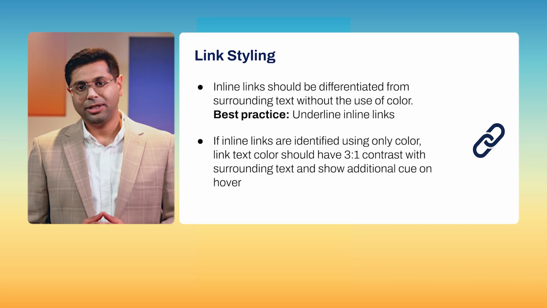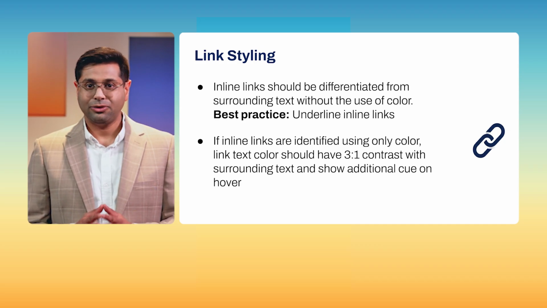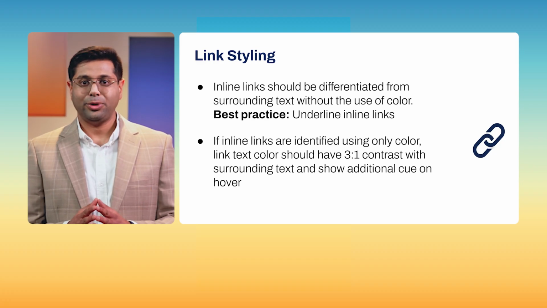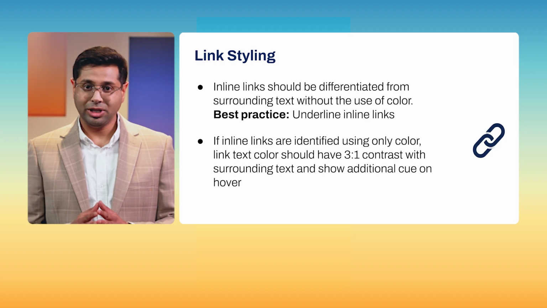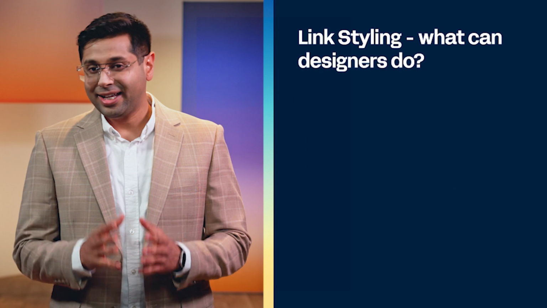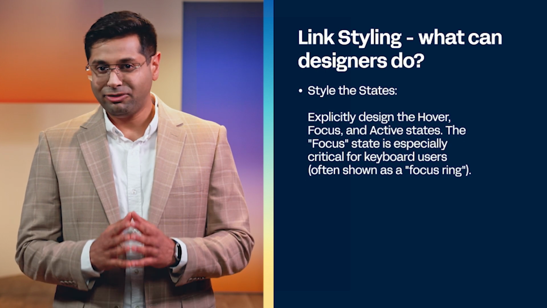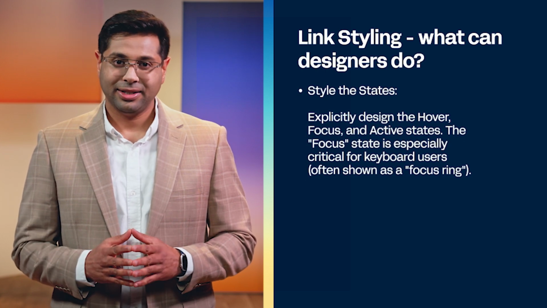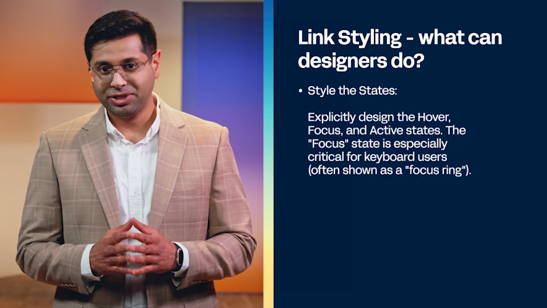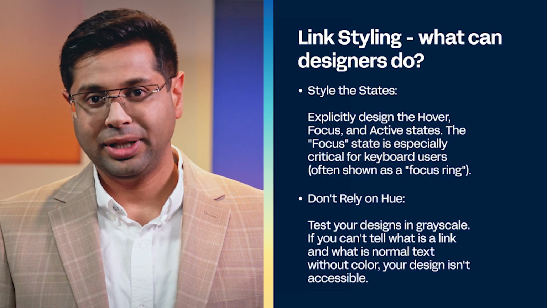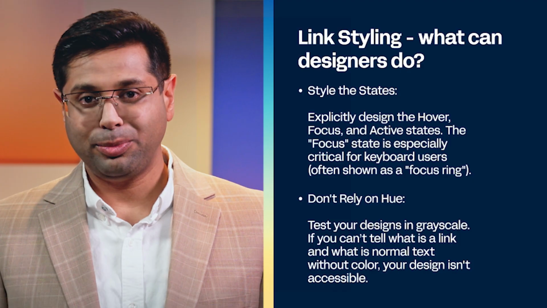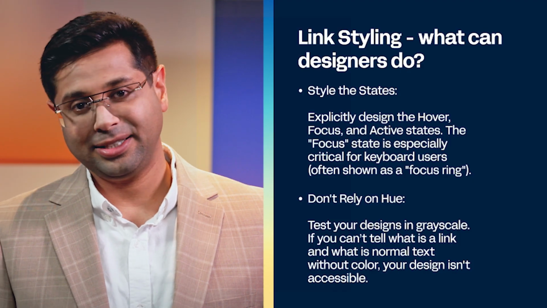If, for any reason, you absolutely must avoid underlines for link text, the link color must have a 3:1 contrast ratio against the surrounding text and provide an additional visual cue on mouse hover and on keyboard focus. And remember, style the states. Explicitly design the hover, focus, and active states. The focus state is especially critical for keyboard users, often shown as a focus ring. Don't rely on hue. Test your designs in grayscale. If you can't tell what is a link and what is normal text without color, your design isn't accessible.